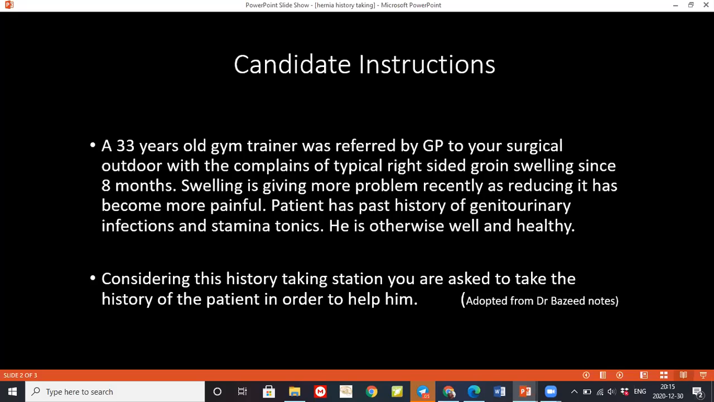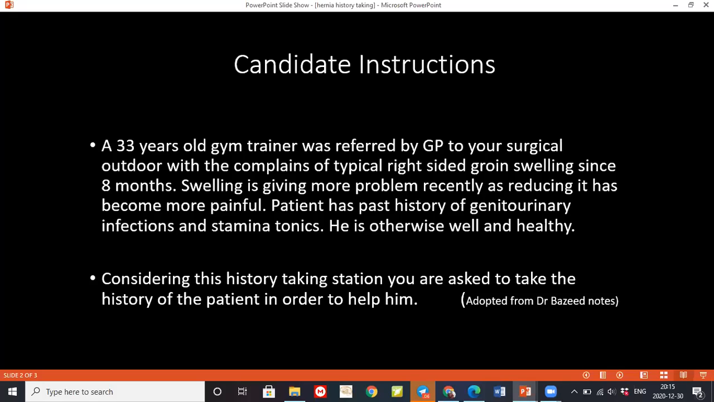Thank you. Hi. Can you present your case now? I've been asked to take a history from a 33 year old, otherwise fit and well gym trainer who injected some tonic in his right groin 8 months ago and noticed a swelling since then. The swelling started to pulsate 2 weeks ago. He reports no rigors, chills, or feeling generally unwell from the swelling.